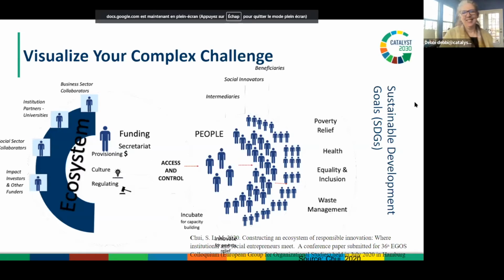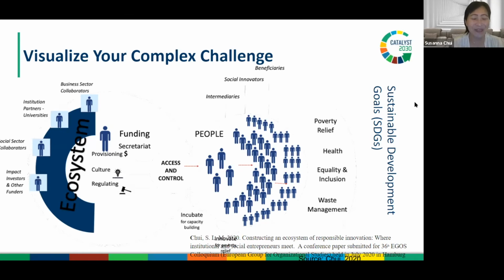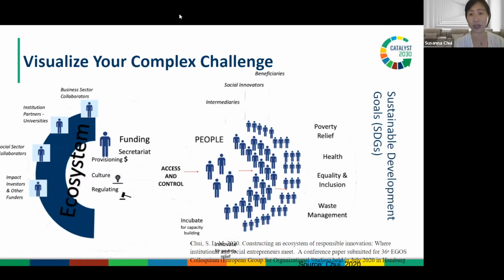Basically, it's a conference paper I presented, and the paper is called Constructing Social Entrepreneurship Ecosystem. Could I see the diagram, please? Otherwise, I can't talk to it. Thank you. So basically, this is what happened in Hong Kong. It's a social innovation and social entrepreneurship ecosystem created from a $50 million fund for funding social innovators and social entrepreneurs for addressing poverty alleviation.